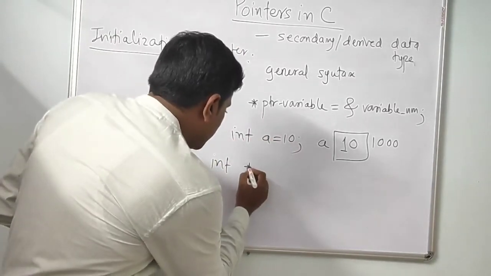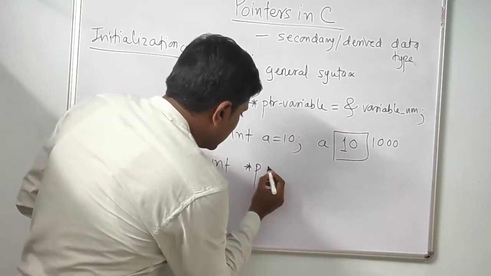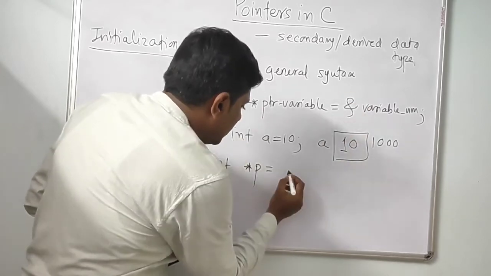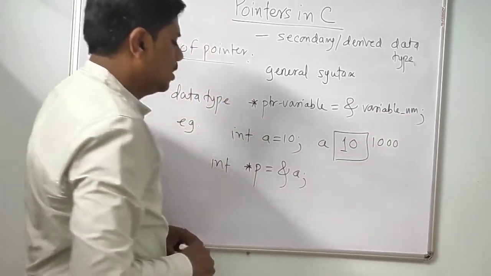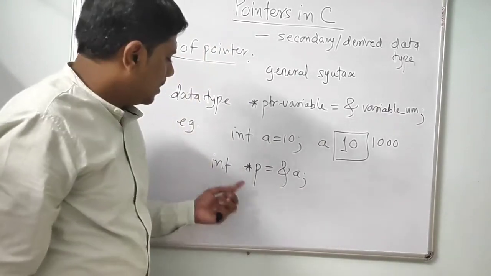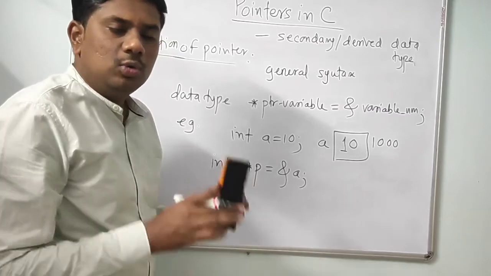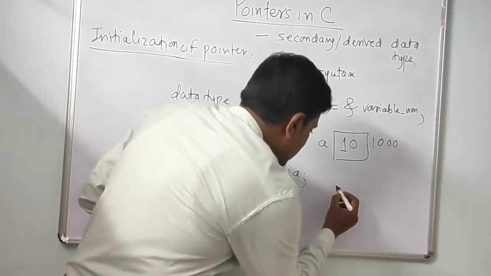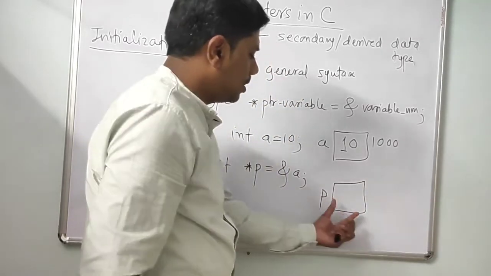Then star, and suppose I am taking p as the pointer variable name, then assignment operator, then and, then variable name. So I am taking a as the variable name. So see what will happen here. First, the pointer variable will be created. So again, the compiler will do the same thing. That is, it will reserve one memory cell.